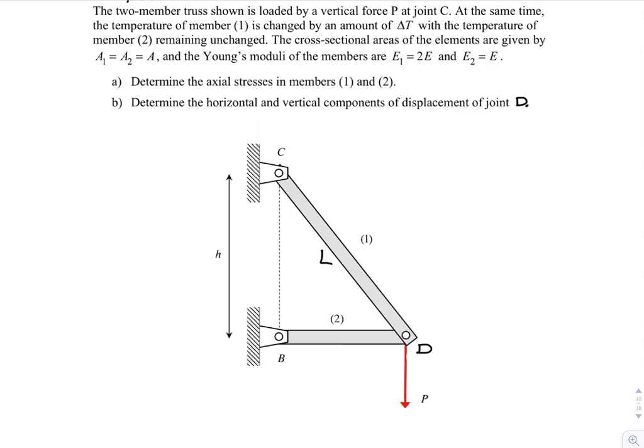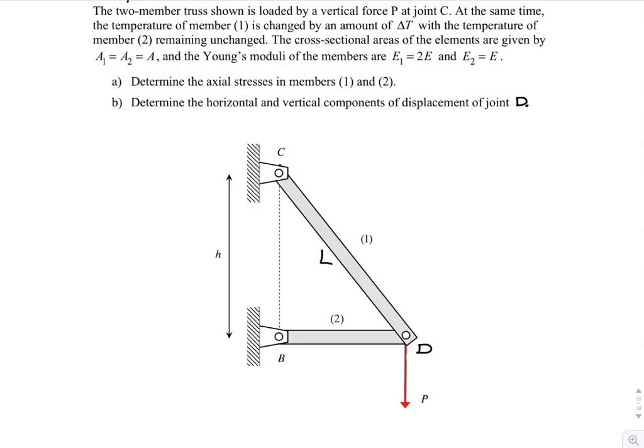In this problem, we're looking at a truss which is made up of members BD and CD. There's a vertical load which is acting at joint D. We know that the temperature of member 1, which has the thermal coefficient of expansion of alpha, is changed by an amount of delta T, whereas member 2, the temperature remains unchanged. As a result of the axial load and the temperature change, what are the stresses in members 1 and 2?